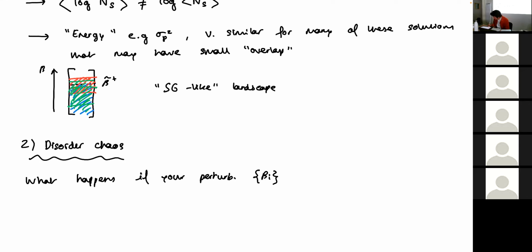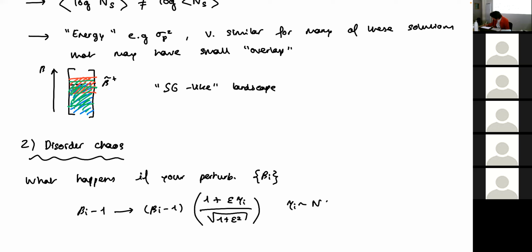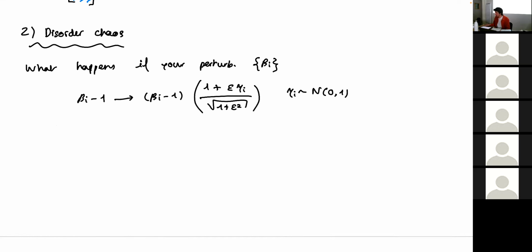So for example, I take beta_i minus 1, so if I'm centered at 1, and I transform it, and I take, for example, beta_i minus 1, and then I multiply it by some epsilon times some white noise, normalized in some way that makes sense to you. Usually in spin glasses, they do this. And so eta_i is just zero mean, unit variance. And of course, epsilon is assumed to be small.